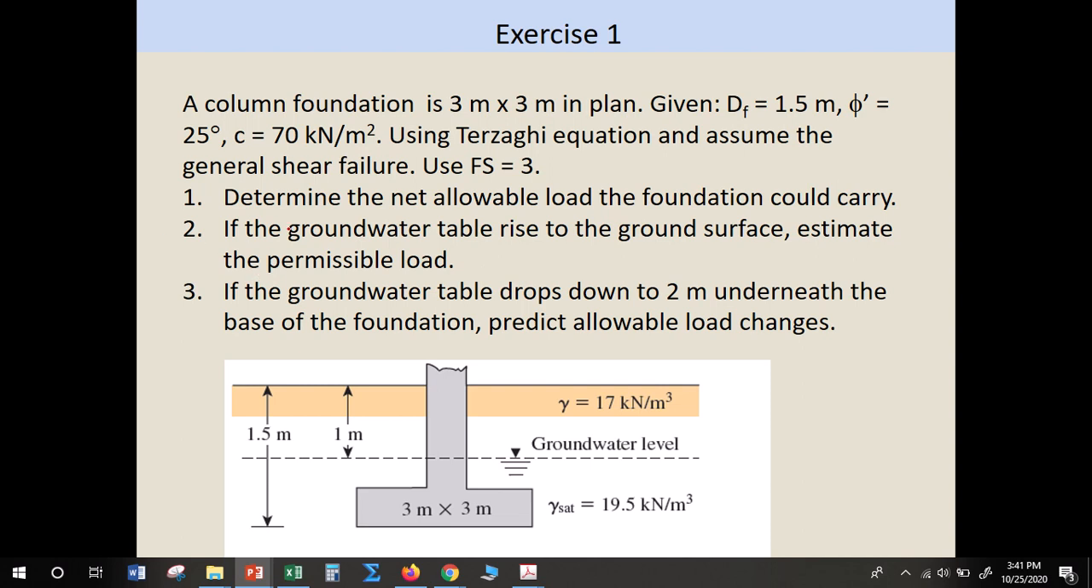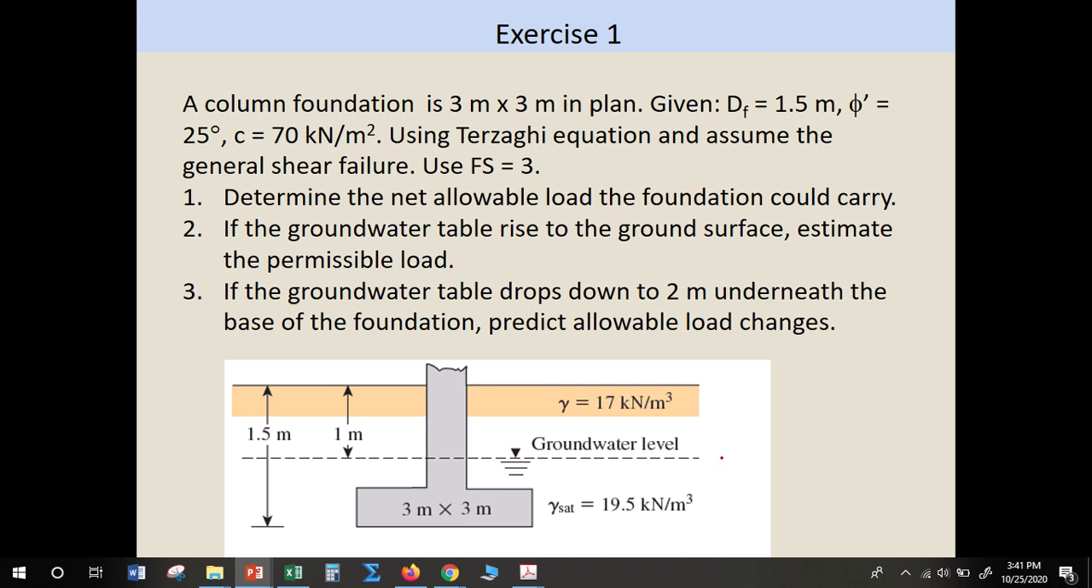Question number 2, if the groundwater table rises to the ground surface, okay, if the water table moves up to the ground surface, estimate the permissible load. Permissible load equals allowable load. And then question number 3, if the groundwater table drops down to 2 meter underneath the base of foundation, predict allowable load changes. So it drops 2 meter from the base of the foundation. Not 2 meter from here, 2 meter from the base of the foundation. From here to here 2 meter. So predict allowable load changes.